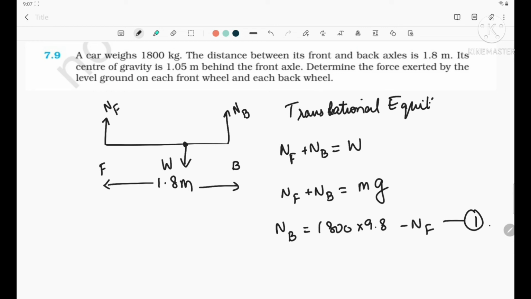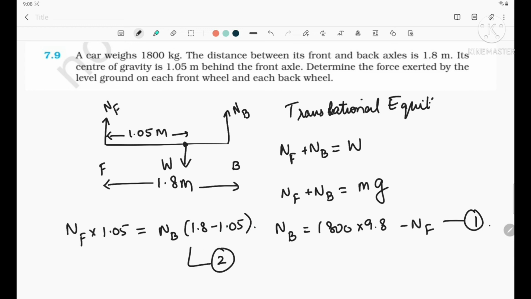Now this object is also in rotational equilibrium. So what will happen? NF into, what is this distance? This is equal to 1.05 meter. So NF into 1.05 is equal to NB into 1.8 minus 1.05. Let this be equation number 2.